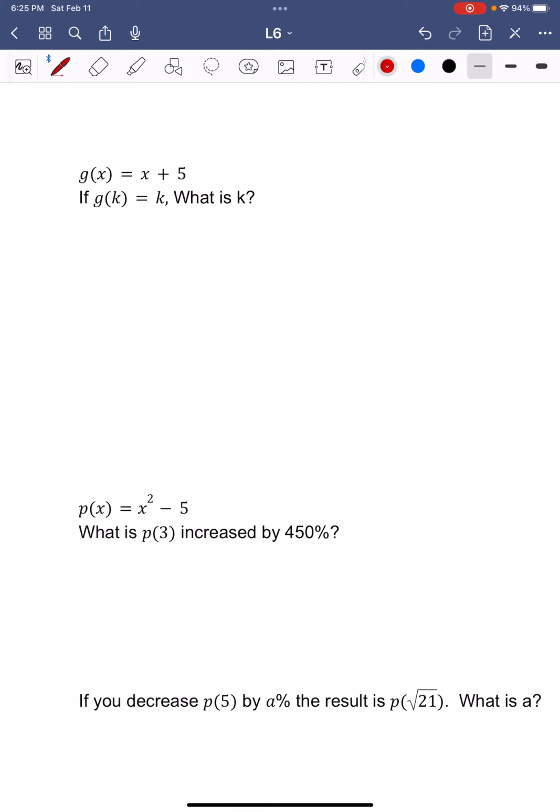If g of x equals x plus 5 and g of k equals k, what is k? So if g of k equals k, we know that the point (k, k) lies on this graph. So since g of x is just y, we could plug in k for x and y. Here, using our knowledge of systems of equations from Unit 3, we know that these two lines have the same slope but different y-intercepts, so there's no solution for k.